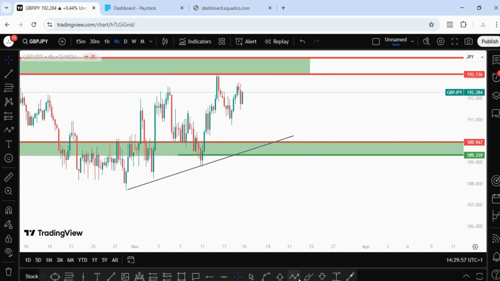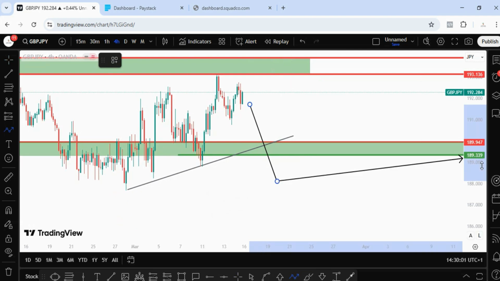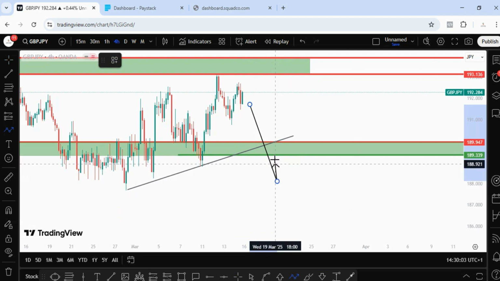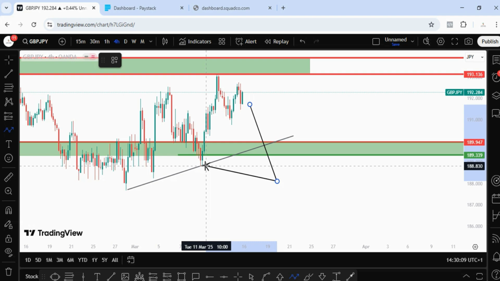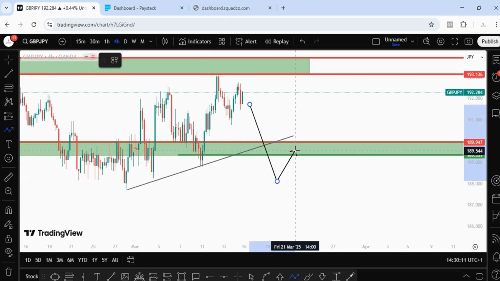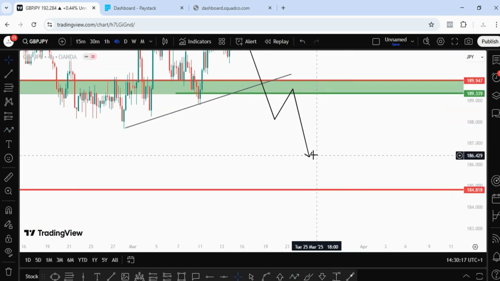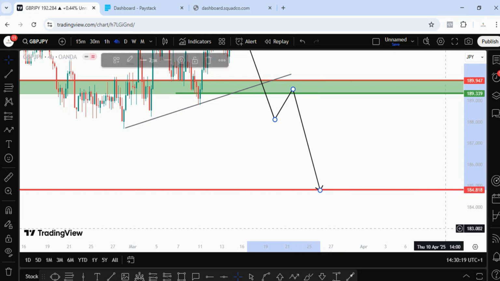I'll go with the bearish scenario first. For the bearish scenario, I would like to see price break below 189.339 area, which will obviously break below this trend line I plotted on the 4-hour time frame, and also give us a lower low around this region. Then we'll catch it on the pullback. Stop loss above 189.947 and take profits. Bearish take profit remains 184.818.